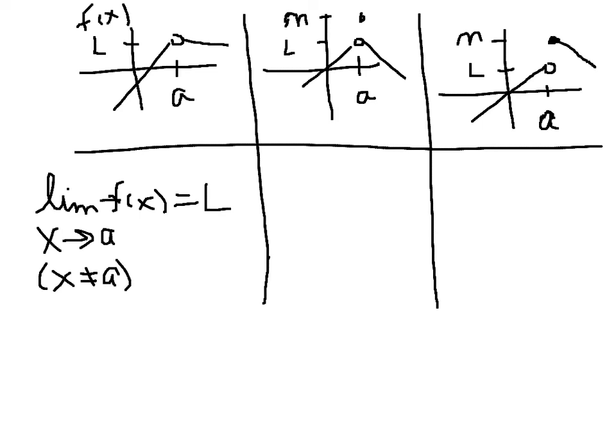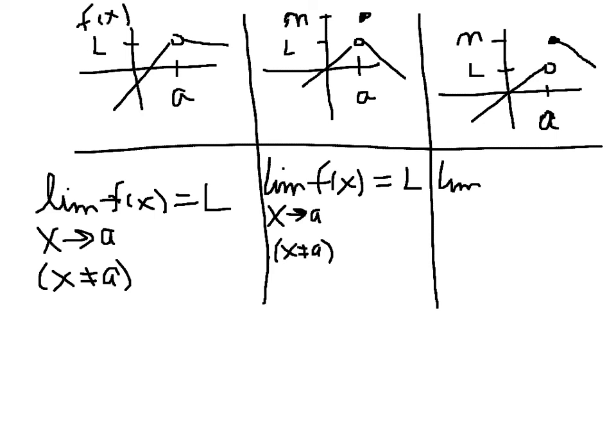In this next case, we have the same thing. The limit as x approaches a of this function f of x again is equal to L. And the fact is that even though this function is not defined to be L at a, it's defined to be m, we don't care what happens as x gets close to a. The last one is the more interesting one.